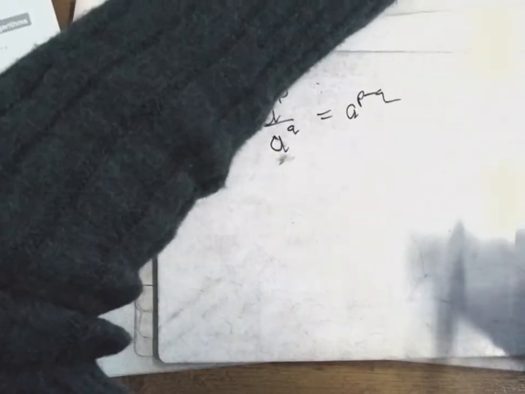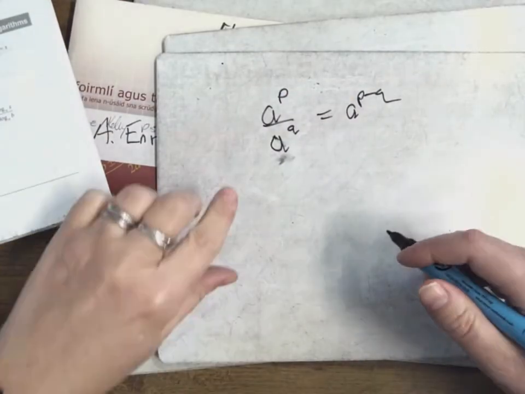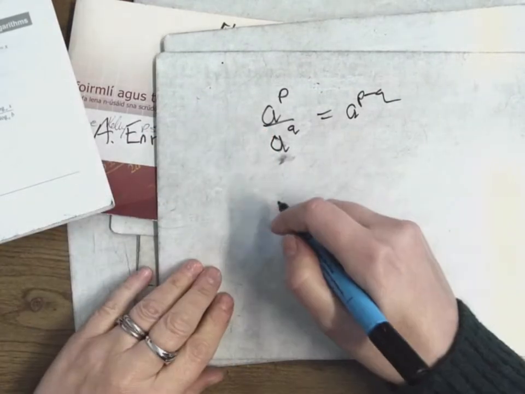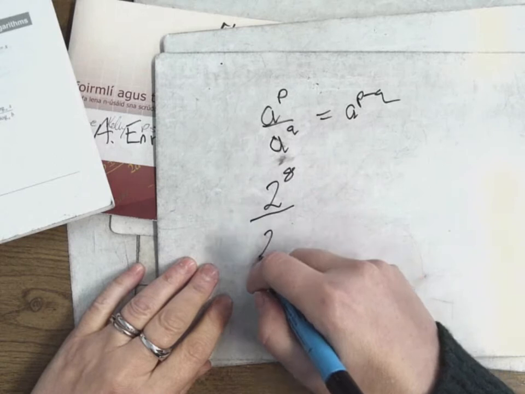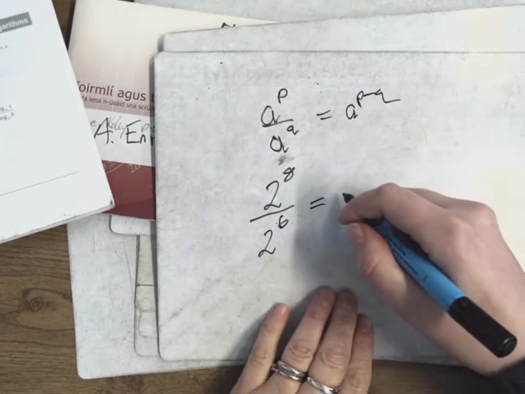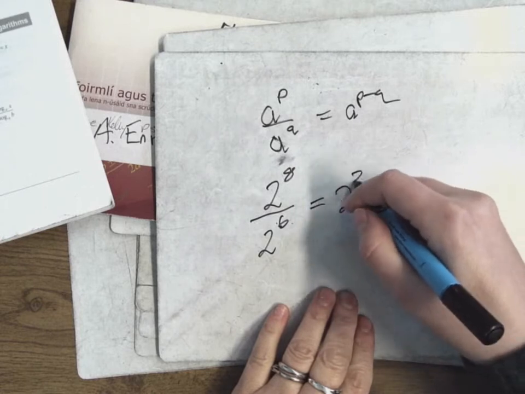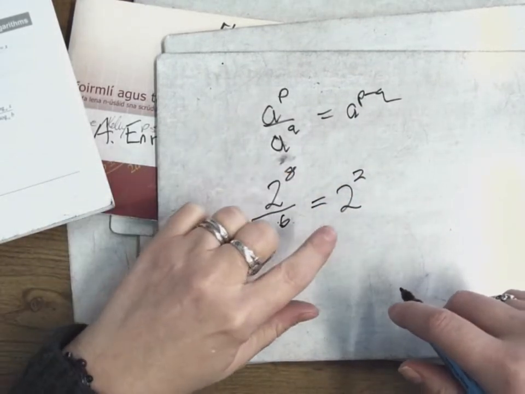I'll zoom out now. Right, okay, so that's rule number 2. That's how it's written. What that means is that's a divided by. So if I have something like 2 to the power of 8 divided by 2 to the power of 6, what's my answer? 2 to the power of 2. So the base stays the same and you just subtract the numbers.